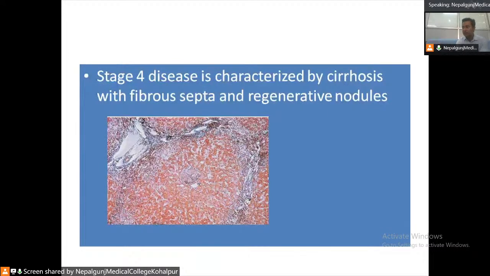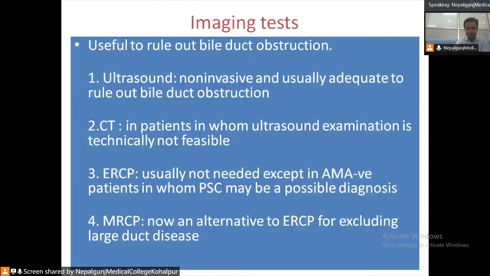This is the histology. In the majority, we do not go for liver biopsy. But if you have doubt about the diagnosis, or if you are suspecting the presence of autoimmune hepatitis, or you are suspecting PSC also, then you can go for biopsy.